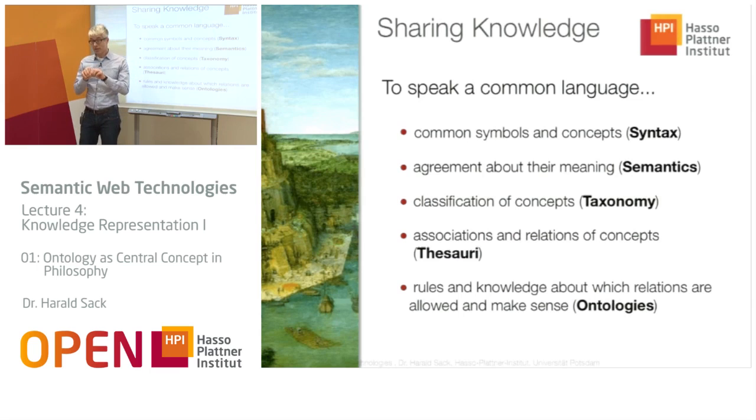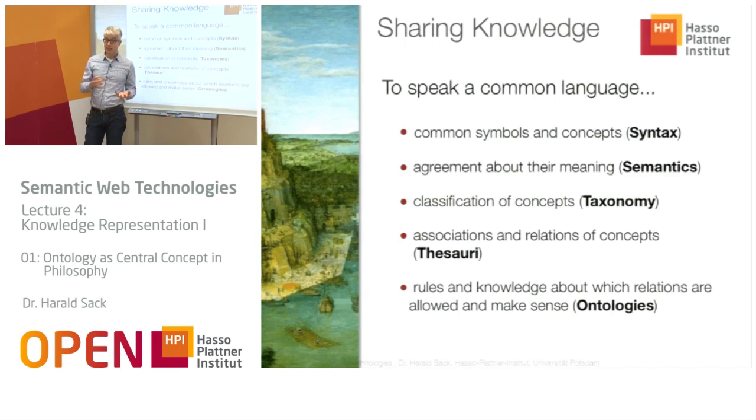And to this also belongs that the concepts you define and you are talking about are classified somehow. What is a sub-concept, what is a super-concept? How are they connected with each other? You can do this with the help of so-called taxonomies. And you also have to state which things are related with other things, with other concepts. So what associations are there, what relations are there between concepts? This you can find, for example, in a thesaurus.